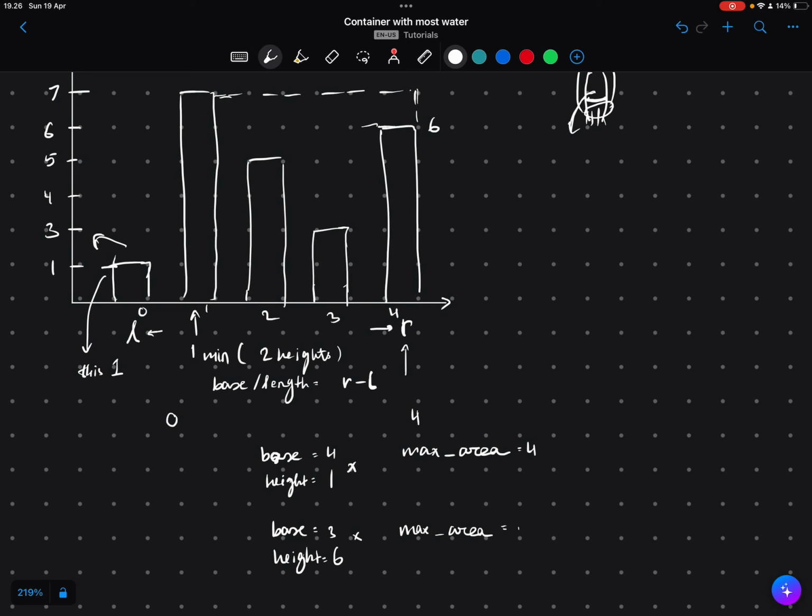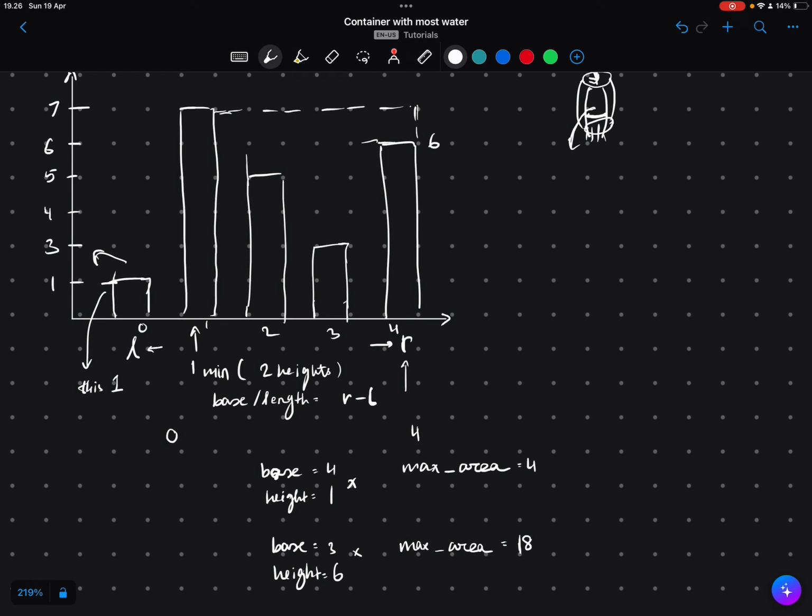The base would now be 4 and 3, so the area would now be 18, right? And if we did the same process for every other rectangle, you would notice that the minimum is so limiting. Even if you have 99 on one side and 1 on the other, your area is capped at 1, right?